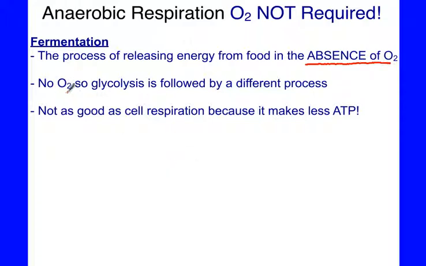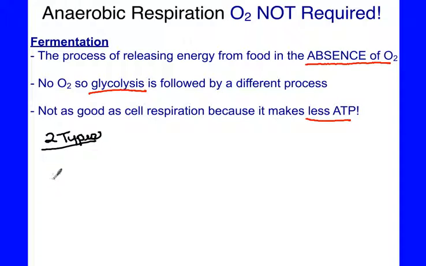Now, no oxygen is present, so glycolysis is going to take place, and it's going to be followed by a different process. So fermentation is just glycolysis that has something different happen. Instead of going into the mitochondria, the compounds are going to stay in the cytoplasm. This is not as good of a process as cellular respiration, because it makes less ATP. In fact, it makes a lot less ATP than cellular respiration. And then there are two types of fermentation that we're going to look at.